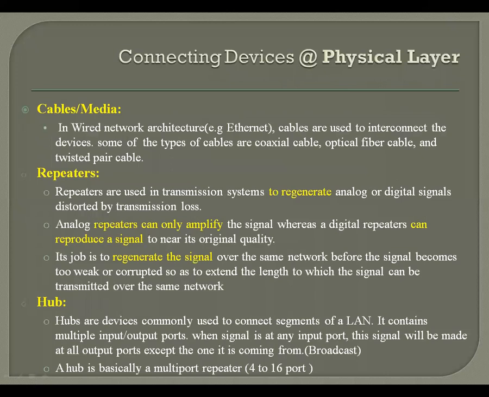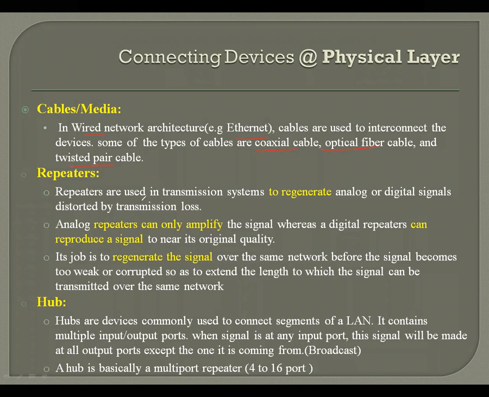The first connecting device, or medium or component, is the cable. In a wired network architecture, or specifically in Ethernet, cables are used to interconnect the devices. If two devices want to communicate with each other, they physically need to be tied, so they require a cable. Generally, cables are coaxial cable, fiber optic cable, and twisted pair cable. Once they are physically connected, then the logical connection can be made on that particular device.